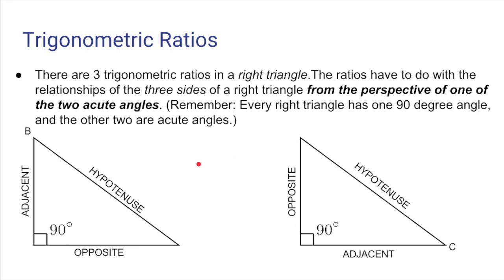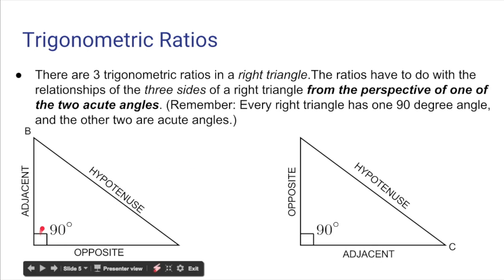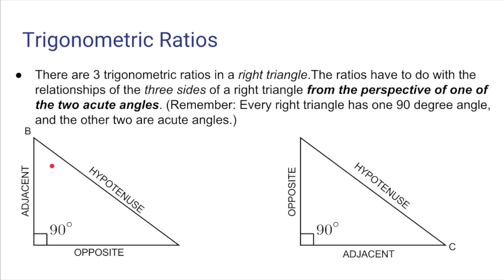There are 3 trigonometric ratios in a right triangle. The ratios have to do with relationships of the 3 sides of a right triangle from the perspective of one of the 2 acute angles. Remember, every right triangle has a 90-degree angle, and the other 2 angles are acute angles. That means they're each less than 90 degrees because they both have to add up to 90 degrees in order to be a right triangle.